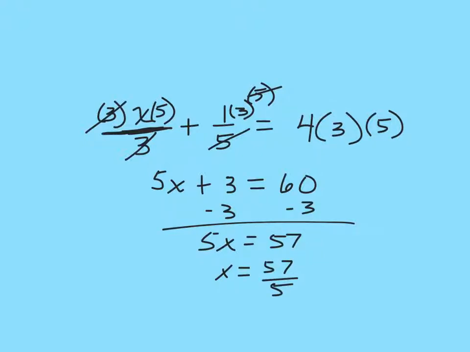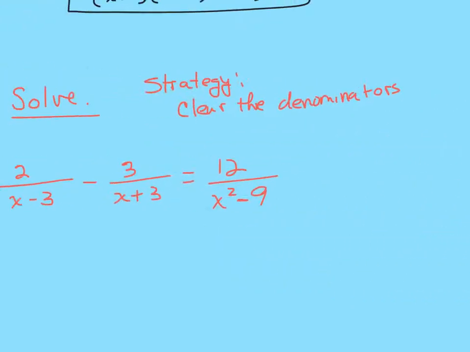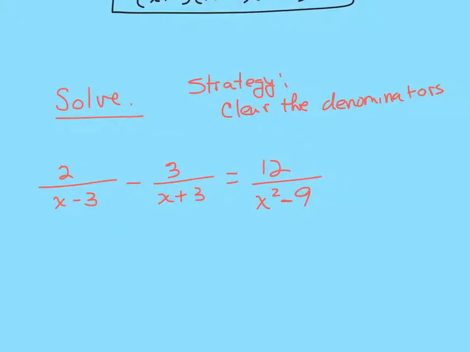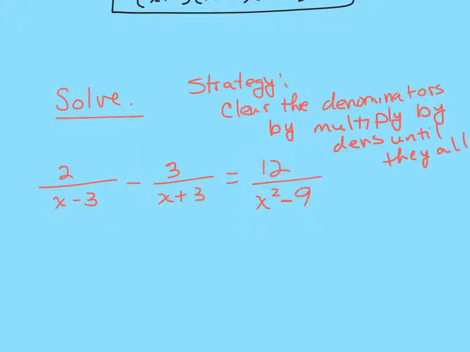Okay? All right. What we're going to do, now remember this isn't part of your notes. You don't need this. We're going to apply that concept over here on this problem. We're going to clear the denominators by multiplying by the denominators until they all cancel.